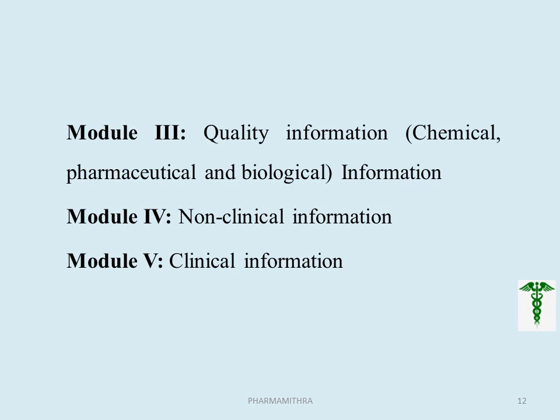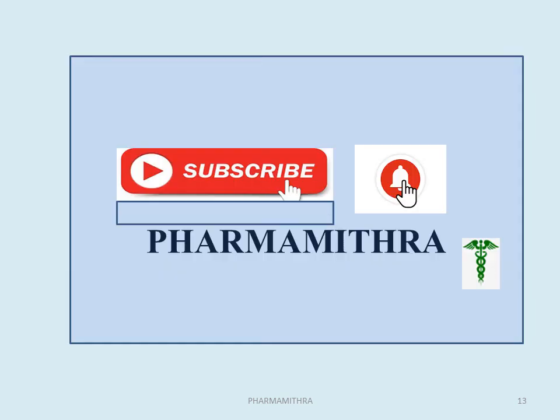Module 3 is where we add the quality information, such as chemical, pharmaceutical, and biological information, in the format of guidance M4Q. In the fourth module, we write the non-clinical information, that is, whether the drug is safe or not, according to the M4S format. Finally, module 5 is the clinical information, where we write information about clinical efficacy in a structured format according to M4E. So these are the various concepts you can come across in this IP2. Hope this will be useful and you can share it with your friends. Thank you for watching.